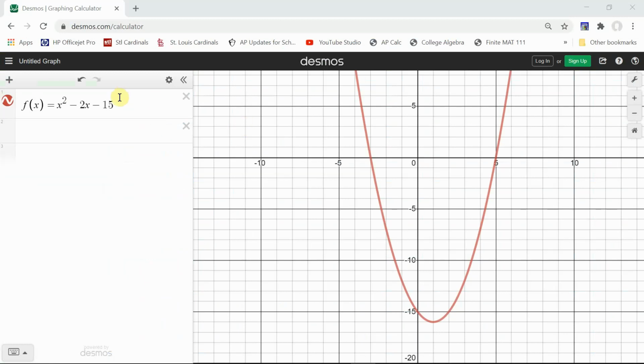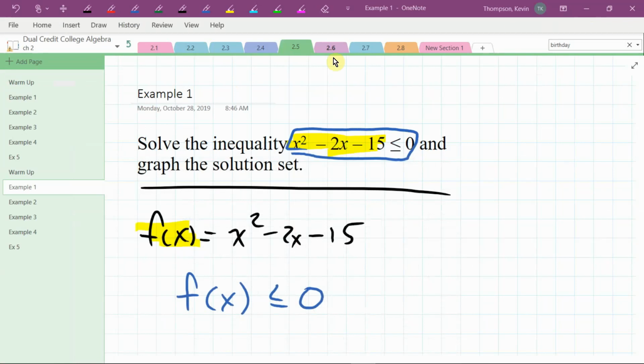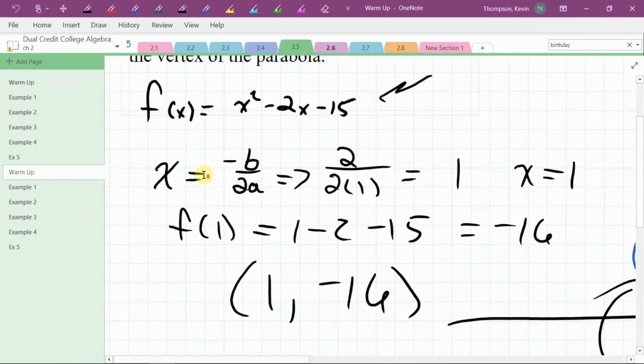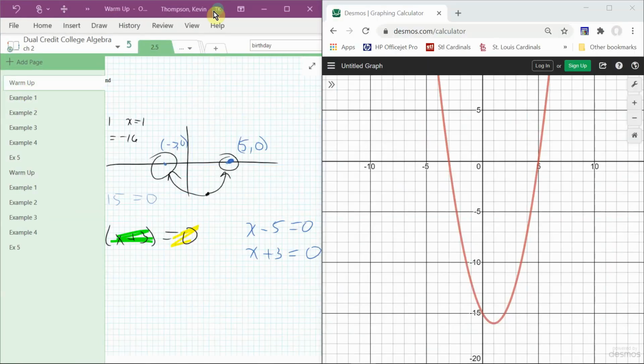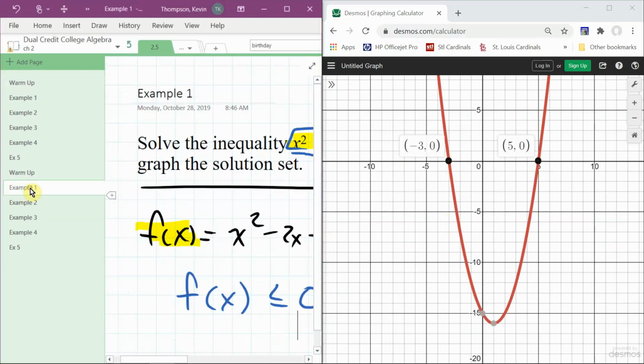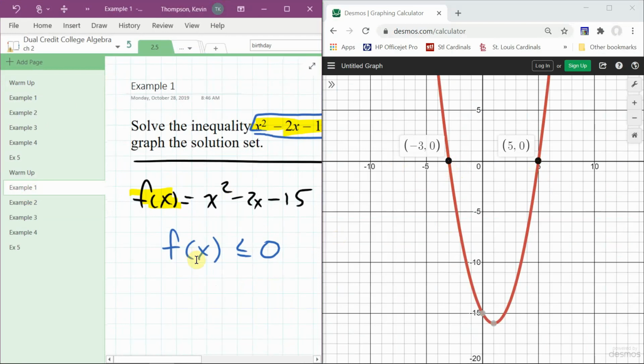So what I have here in Desmos is just that same function that we solved a minute ago. So just trying to get both of these on the screen here. So here is our work just a second ago, finding this x-intercept at (5, 0), and we can see that here, finding this x-intercept here at (-3, 0). So what we're switching to now is saying f of x is less than or equal to 0.